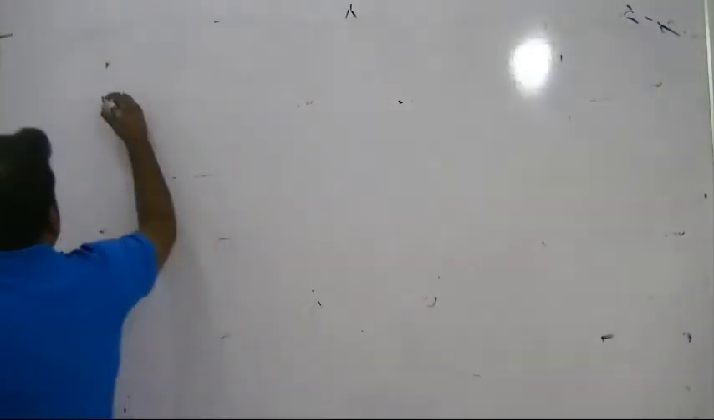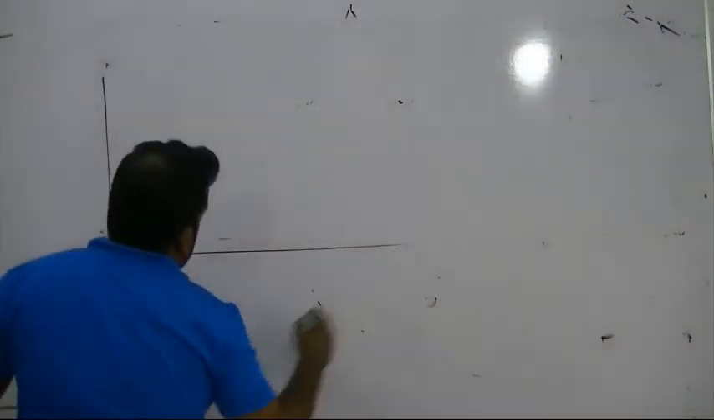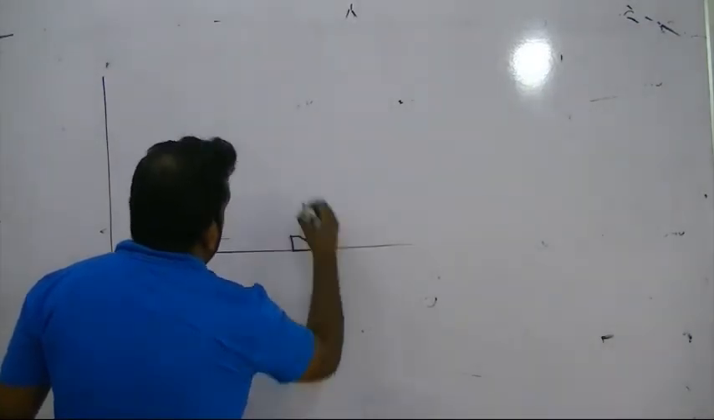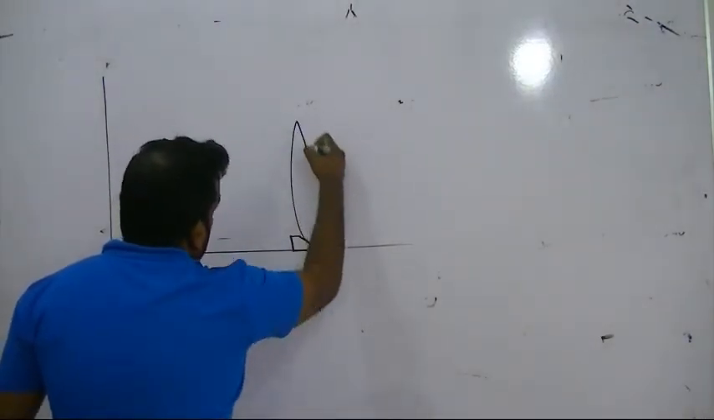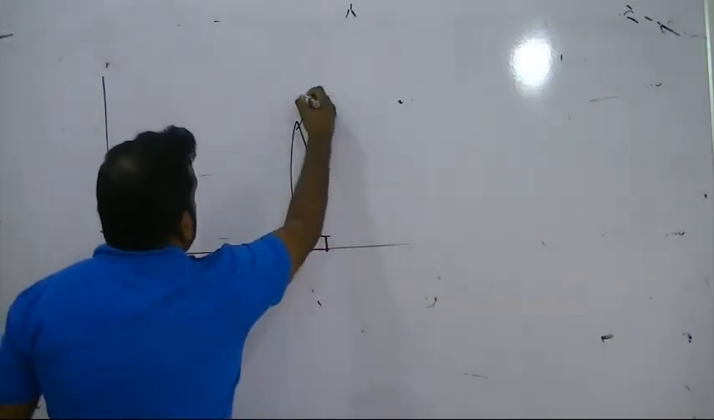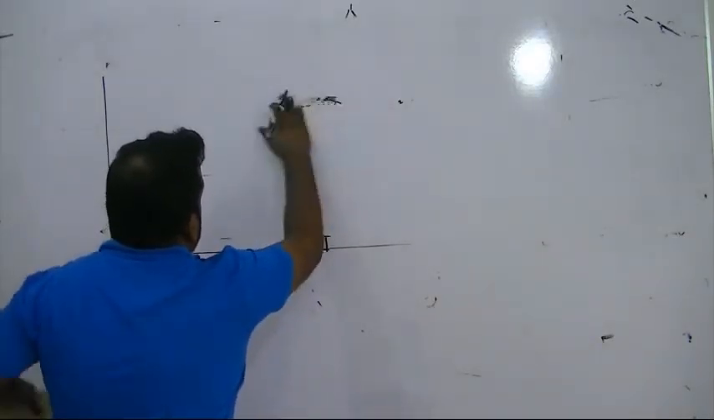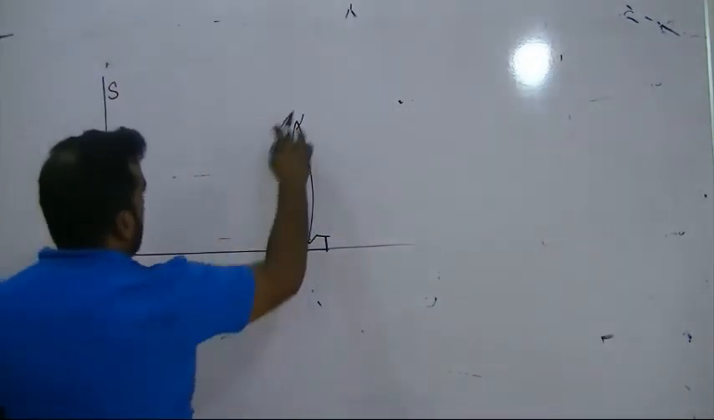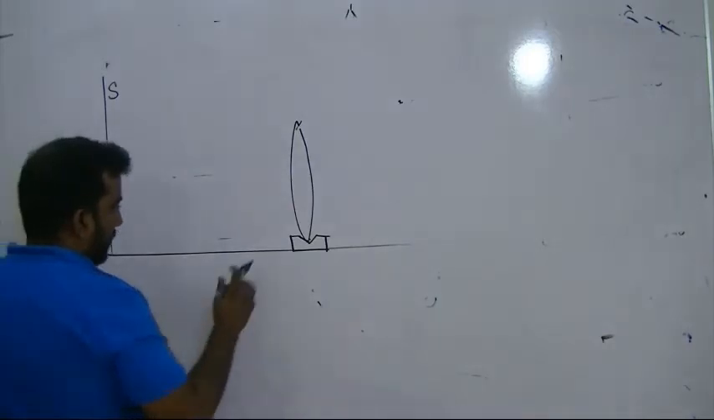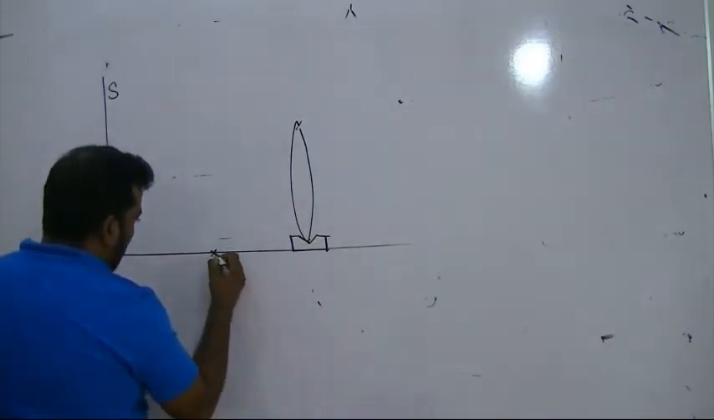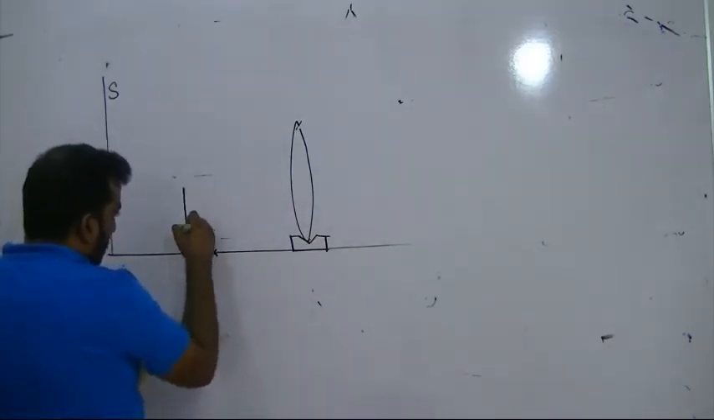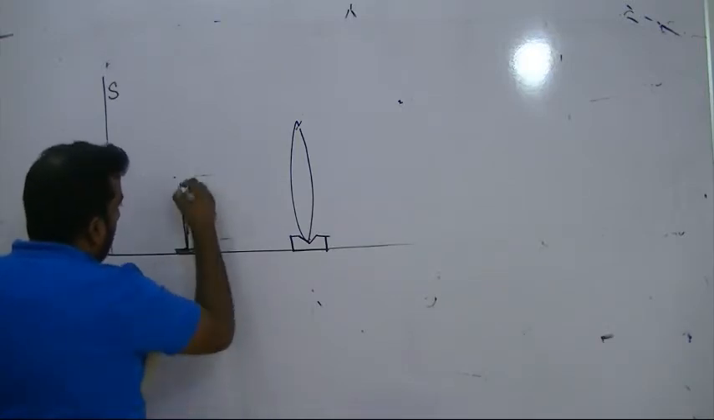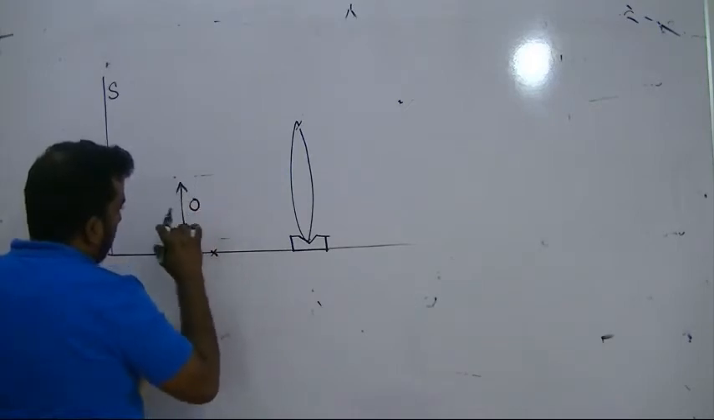Don't forget, first the screen should be there. Then there should be a stand to place the convex lens. They are giving you symbols. Screen is S. Look at both. Just beyond the approximate focal length point, we keep the object pin.